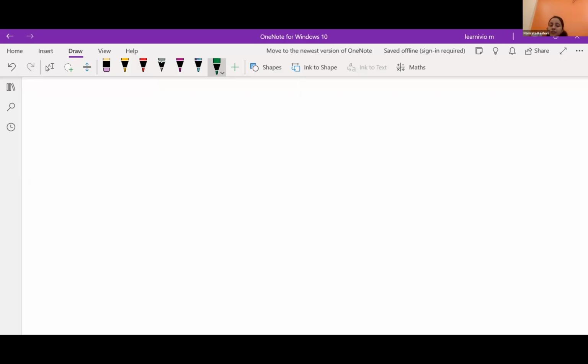So at first I am taking cuboid. Surface area of cuboid. Can you tell me what is the formula for surface area of cuboid? Ma'am, length into breadth into height. That is volume, Sazia. Yes, ma'am.